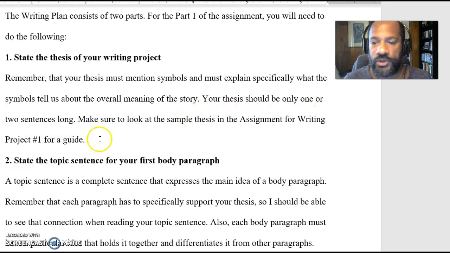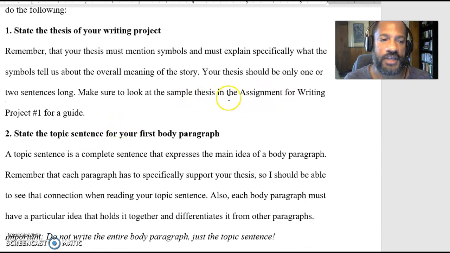Your thesis should be only 1 or 2 sentences long, and make sure to look at the sample thesis in the assignment for writing project number 1 for a guide. So you're going to just state, the first thing you're going to do in your writing plan is just state the thesis. 1 or 2 sentences, that's it. Just the thesis, nothing else. So we just need the thesis for the writing plan.